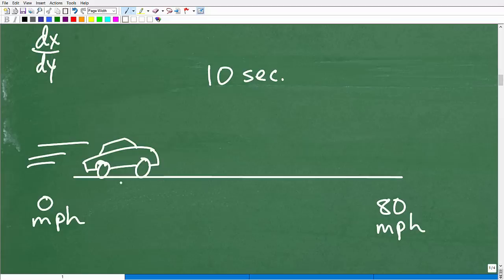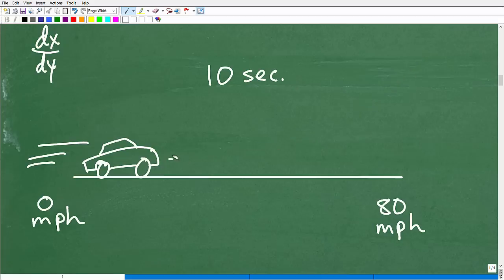Okay, so here we have a car. Now the car is accelerating. This car is taking off. Here's my little car, going faster, going right. It starts at 0 miles per hour, and it increases its speed all the way up to 80 miles an hour. Let's say it does this in 10 seconds. So this is an accelerating car.